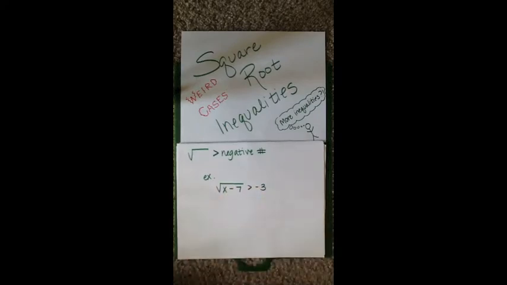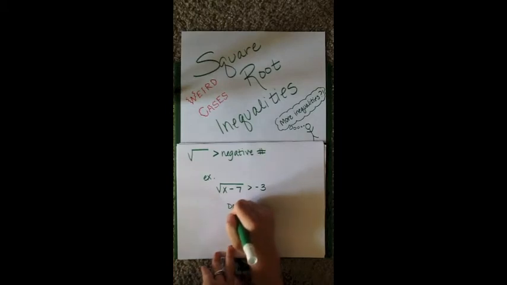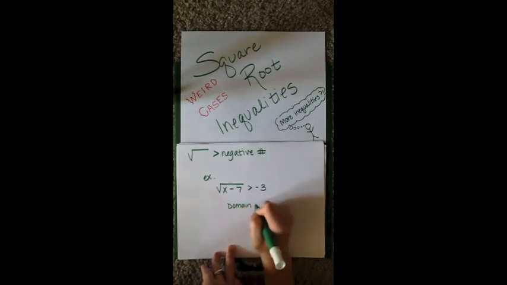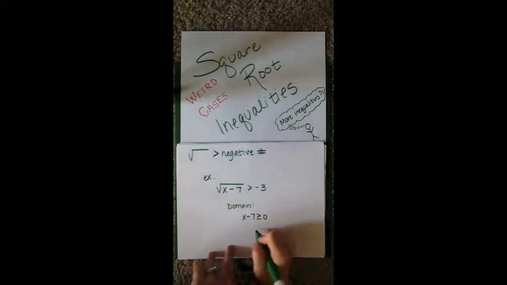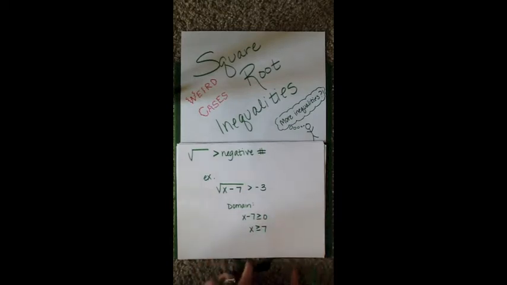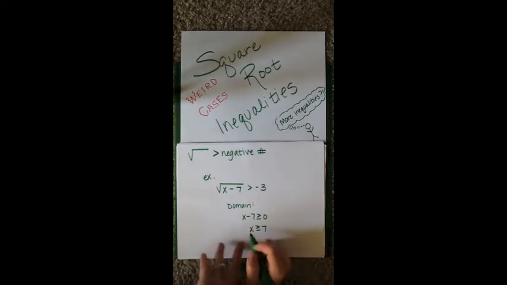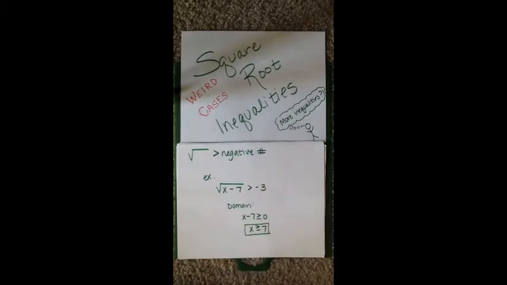So in this case, all I need to do is look at my domain restriction. So my domain, I know that x minus 7 has to be greater than or equal to 0. So x has to be greater than or equal to 7. And if you go through and you actually end up solving this, you're going to end up with a strange answer. You're going to get x is greater than 16. But that's not actually the answer.